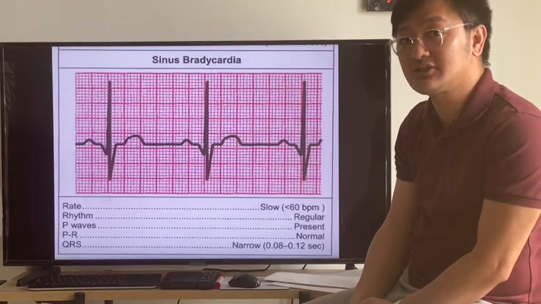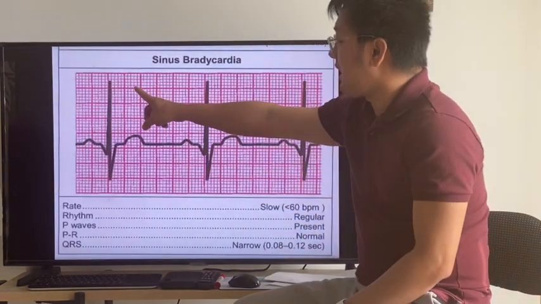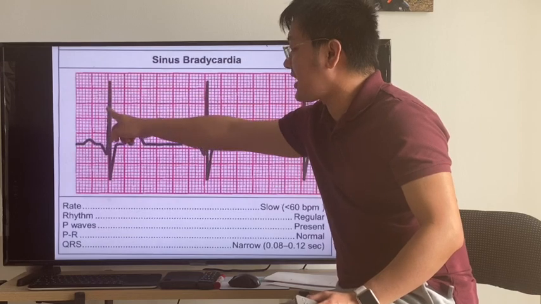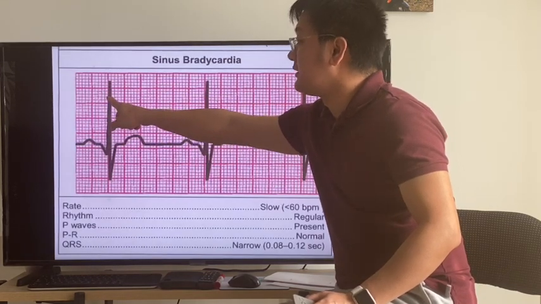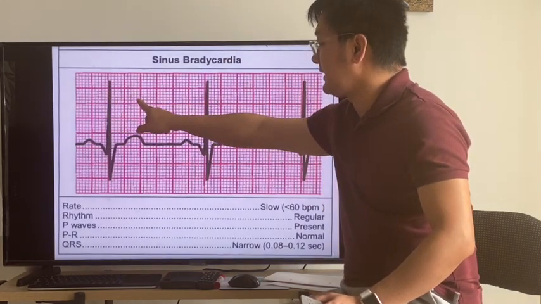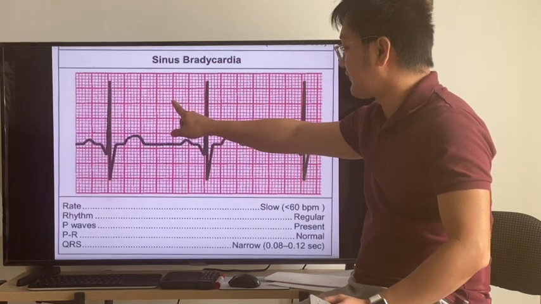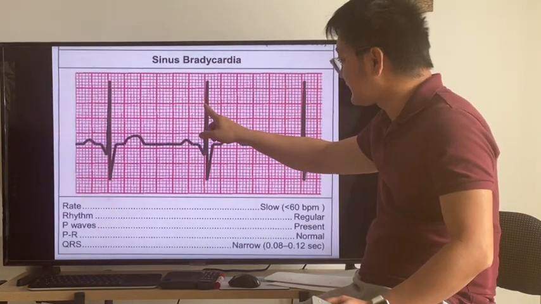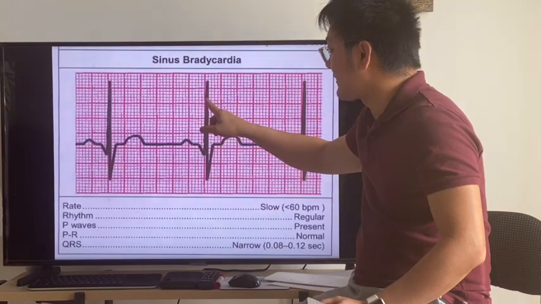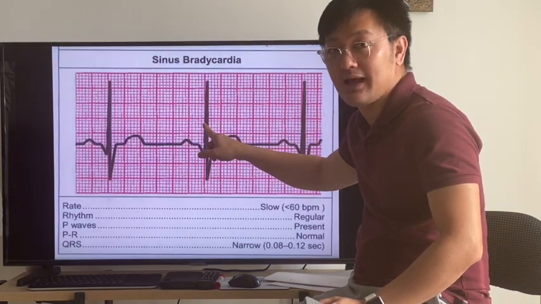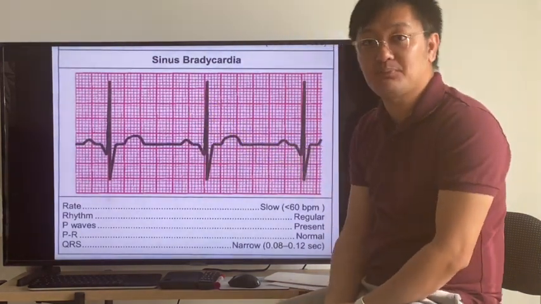So again, let's use the six magic numbers. Find an R wave that falls directly on a dark line. Start counting. 300, 150, 100, 75, 60, 50. See that? This R wave almost falls on the 50 line. Therefore, this heart rate is 50 beats per minute.